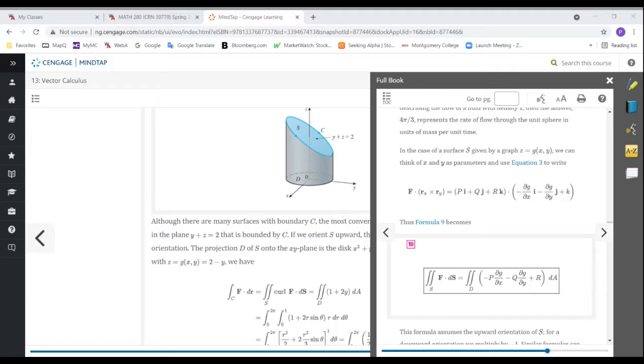Okay, Robin has. And Ryan has. So maybe the other way is just to use the parameterization of that plane, but this is the formula here that you can use.